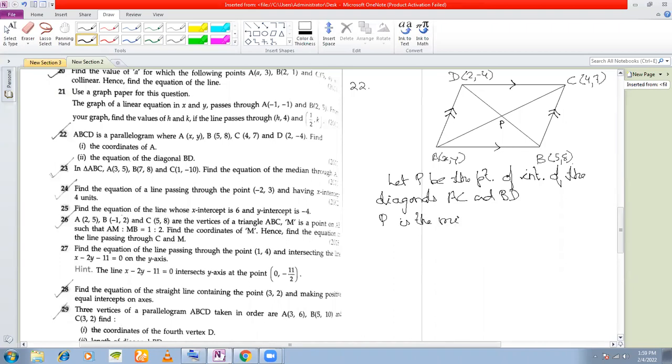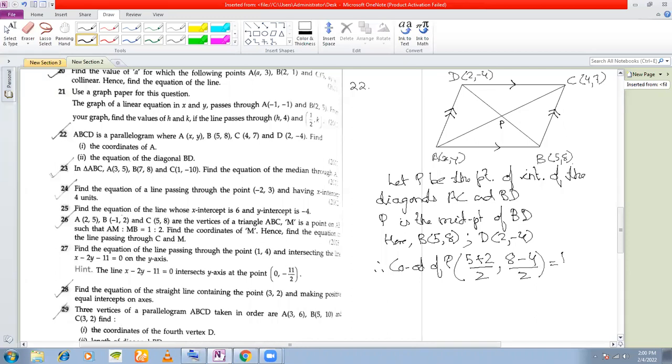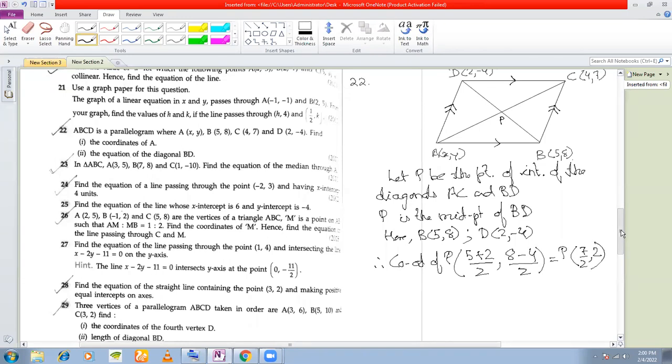So P is the midpoint of BD, right? And what are the coordinates of B? 5, 8. And what are the coordinates of D? 2, minus 4. So here B is 5, 8 and D is 2, minus 4. So therefore, what should be the coordinates of P? Apply your midpoint formula, (x1 plus x2) by 2 and (y1 plus y2) by 2, which gives P as 7 by 2 and 2, right? This is the coordinates of P.